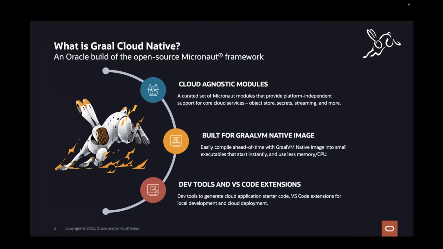GCN also includes tools like Launcher and CLI. These help you generate code to get started quickly with the product. We also have VS Code extensions. You can use these to develop the applications on your local machine and then deploy directly to OCI and other clouds directly from VS Code.